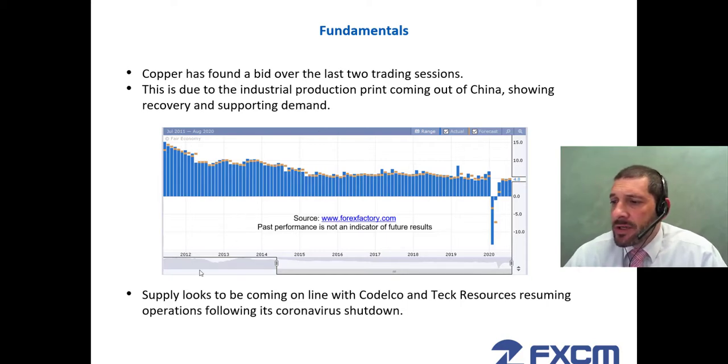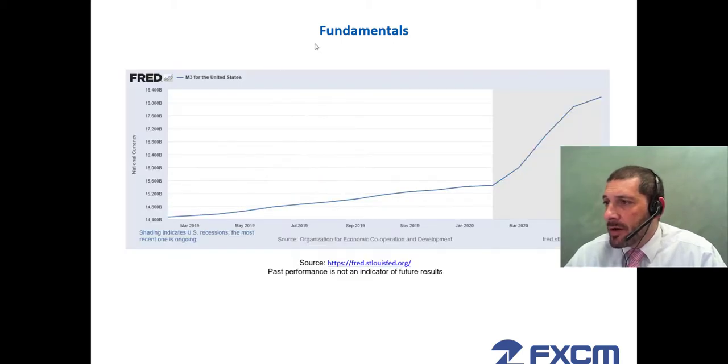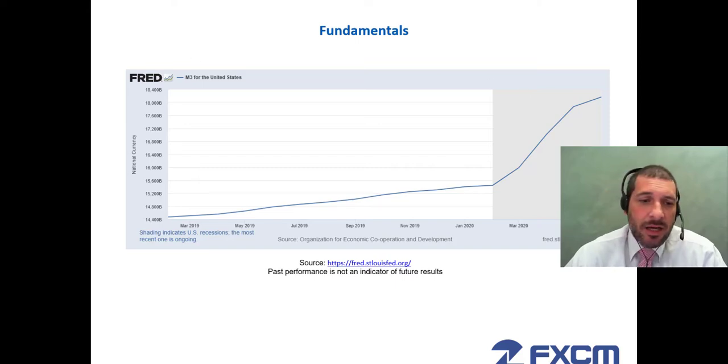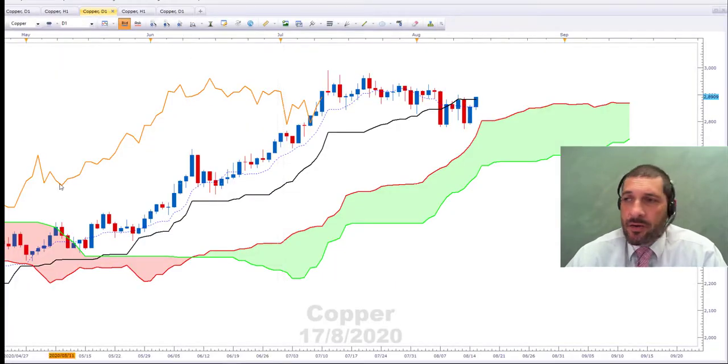And it's worth noting that supply does look to be coming back online with Codelco and Teck Resources resuming operations following its coronavirus shutdown. Now another chart worth keeping an eye on is the M3 money supply for the US dollar. You can see that it has increased remarkably during 2020. Now let's take a look at the technicals and try and bring all of this together.